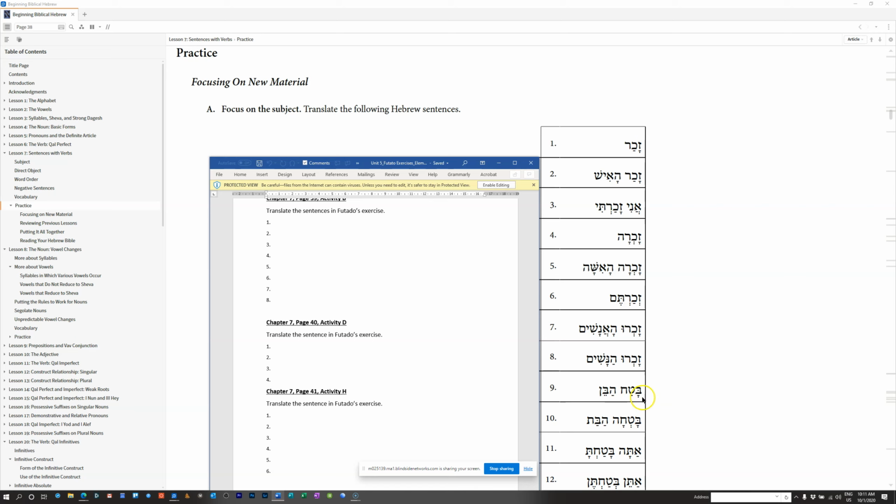Batach. This means trusted. It's third person masculine singular. So if there were no subject, we would just say he trusted or it trusted. But here, Habain, we have Batach Habain, the son trusted.